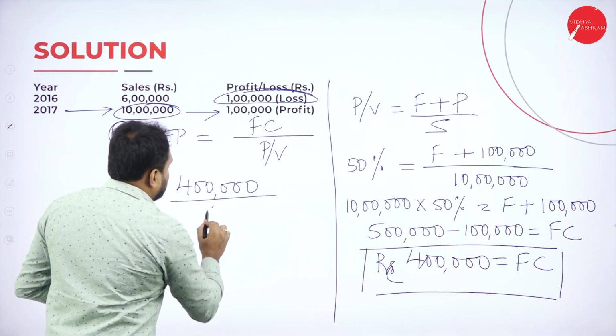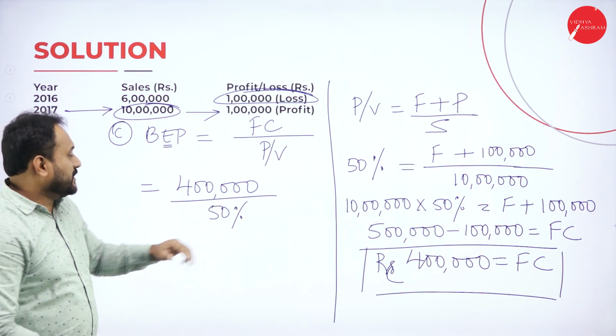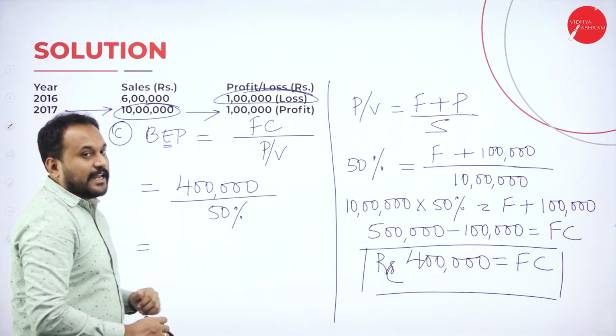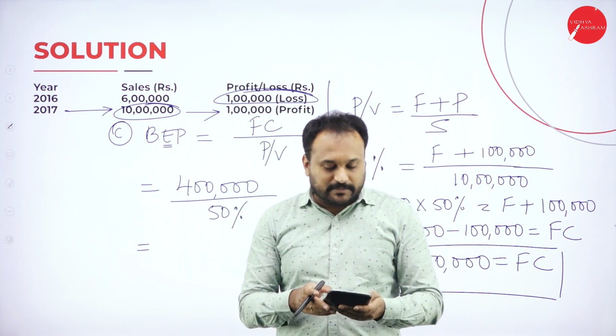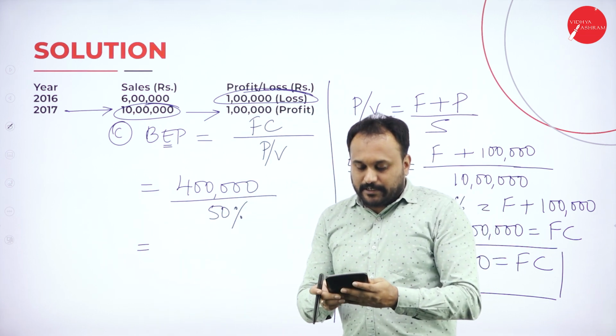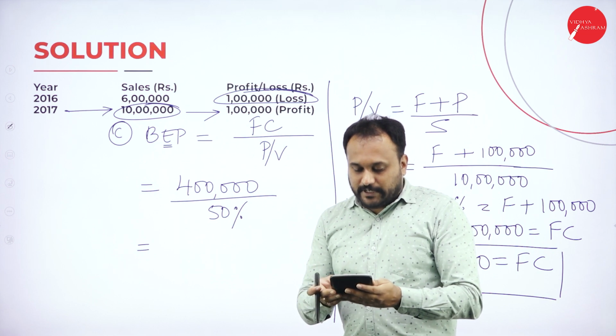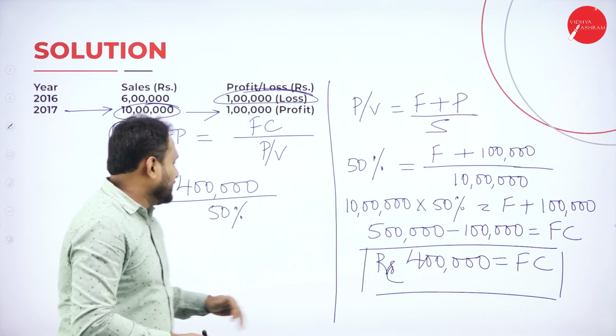Divided by PV is how much? 50%. So here you need to calculate 4 lakh divided by 50%. Let's go with the calculation. 4 lakh divided by 50% is how much? 8 lakh rupees. So it is the double one.